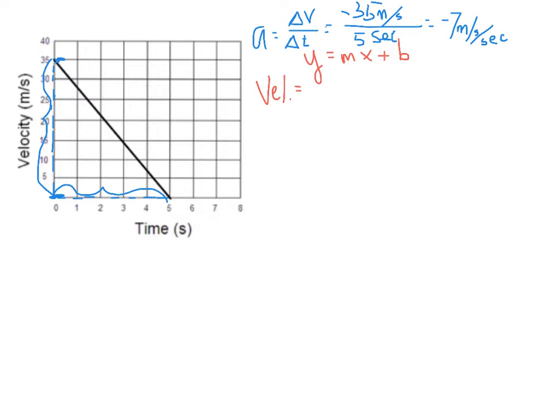So velocity equals, now, m is my slope. What's my slope? Oh, I found that up here. Negative 7 meters per second for every second. And I'm going to put that in parentheses because it's a number and a unit and it's kind of messy. And so that is my slope, negative 7 meters per second for every second, times what?